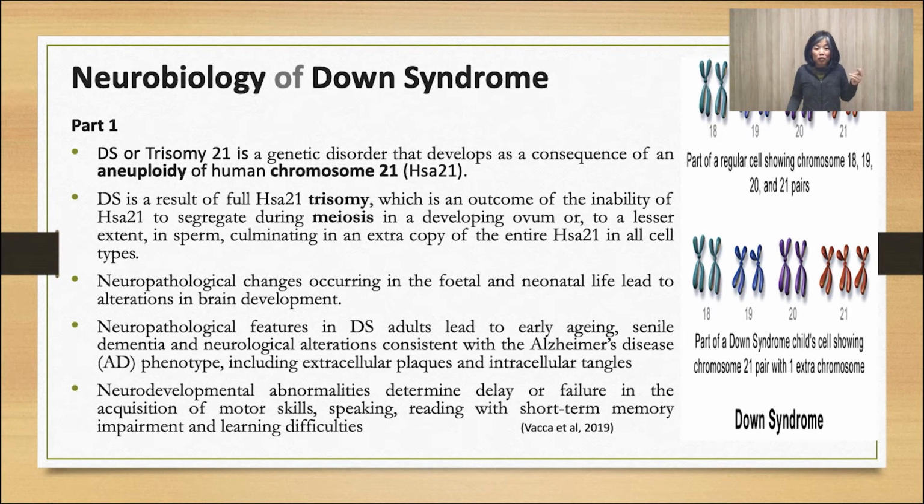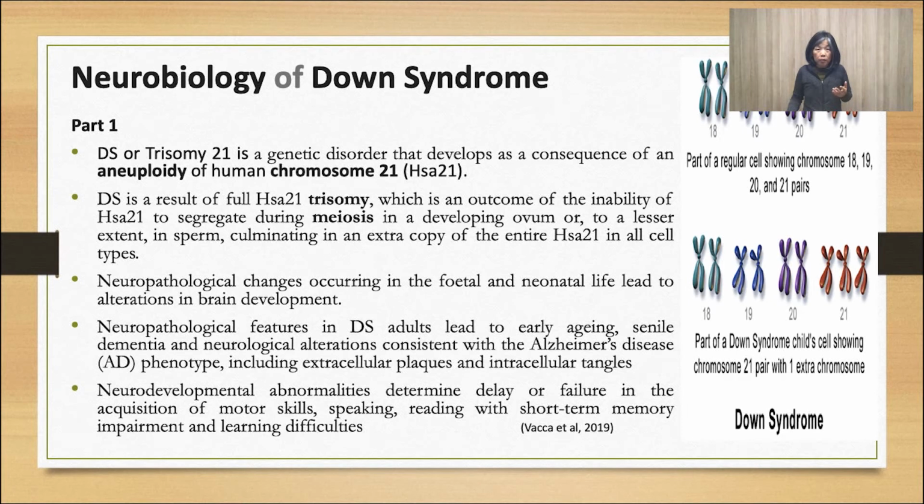Down syndrome is a result of the full human chromosome 21, which is an outcome of the inability of the chromosome to segregate during meiosis in a developing ovum or even in sperm, culminating in an extra copy of the entire human chromosome 21 in all cell types.